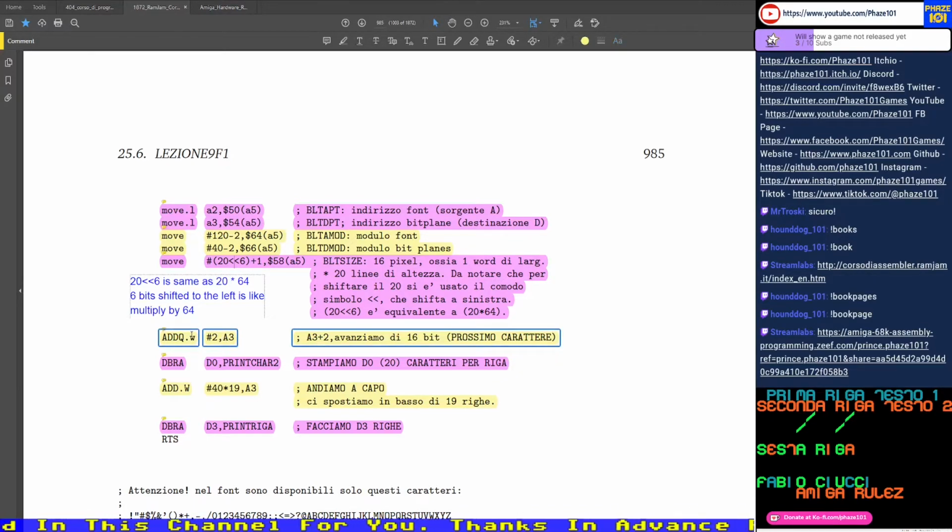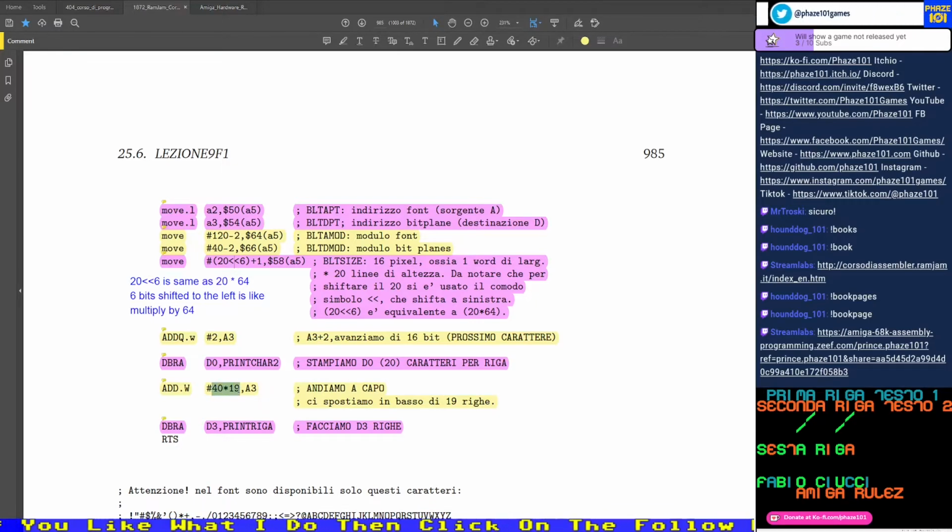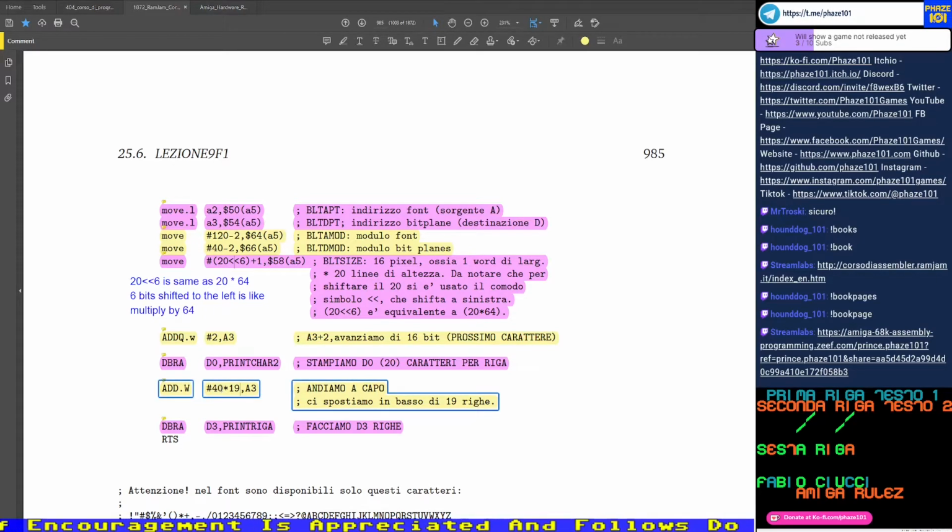Of course, the next character that we need to print on the screen is 2 bytes ahead from where we are. So we add 2 to A3 to print the next one, and we continue printing till we arrive at the end of the line. Once we arrive at the end of the line, so the loop finishes, we jump here, and this one calculates how much we need to jump to print the next character, and that is always, in this case, 40, which is the width, times 19. 19 is because we start from 0, so 40 times 19. Remember, the 40 is 320 pixels divided by 8.